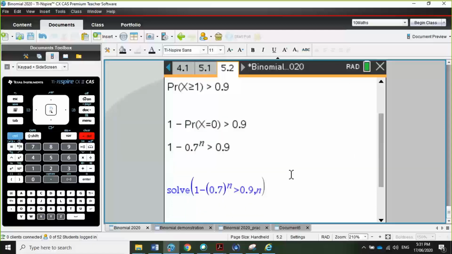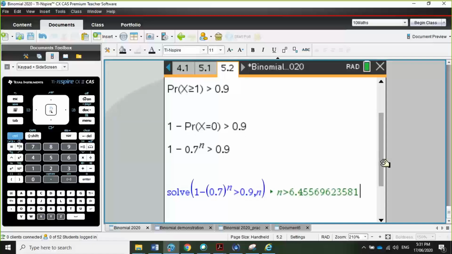So we can solve that equation just in the solve function. And if we solve that equation, then we will get this answer. N has to be greater than 6.45. So the least value of N would be 7.